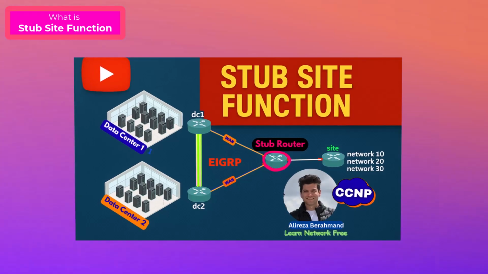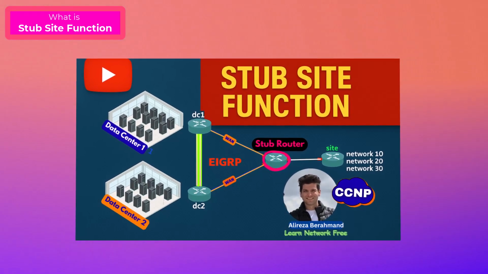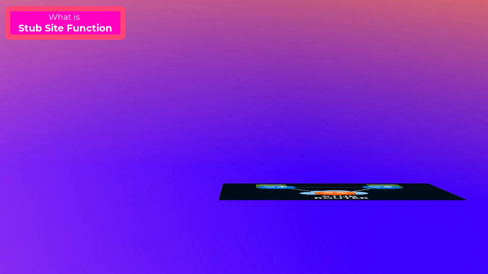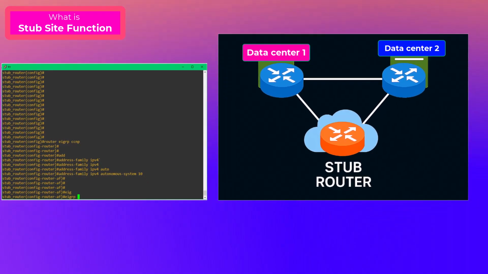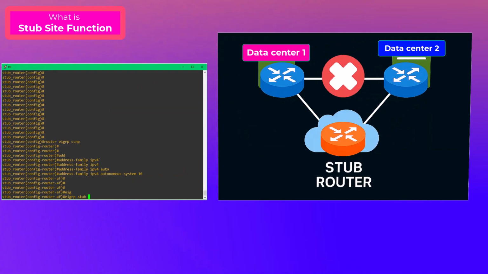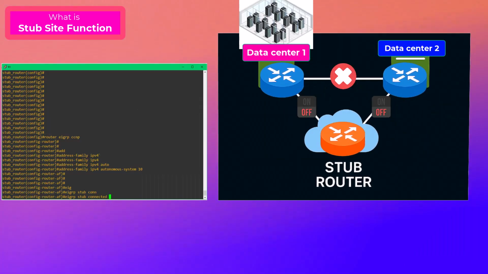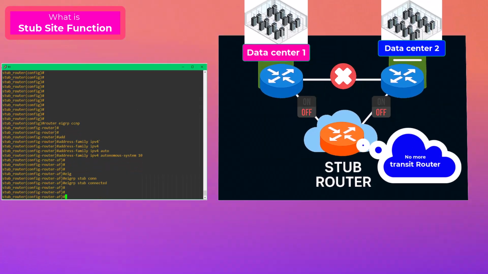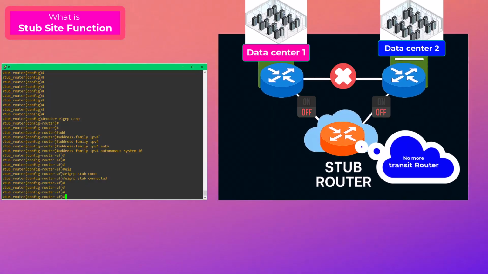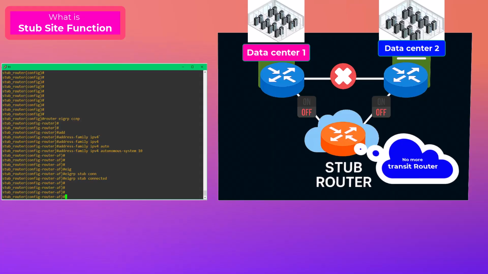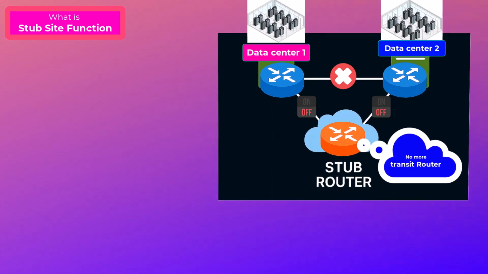Okay guys, in today's video, we're going to talk about the EIGRP Stub Site Function and really understand the concept completely. In the previous video, if you remember, we configured the stub router on the internet side to avoid sending the huge amount of data center traffic through a weak WAN link. It actually worked well, but now we've run into a new problem.